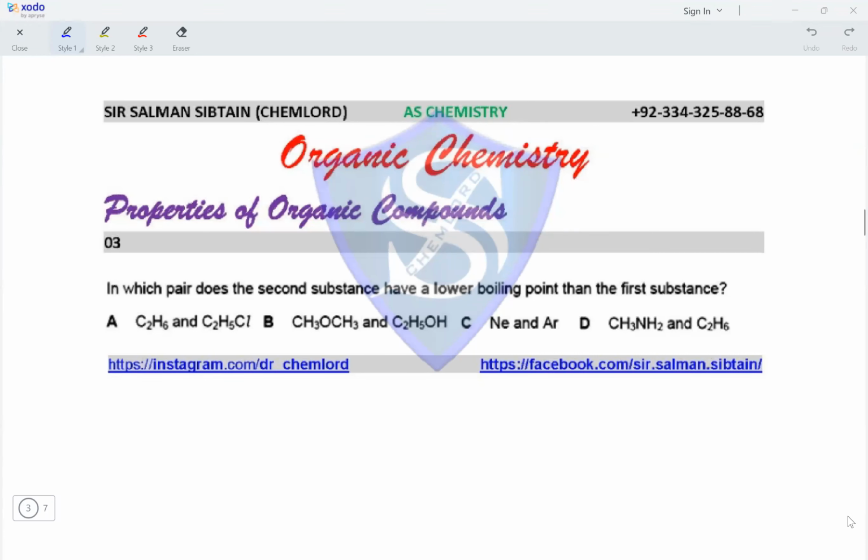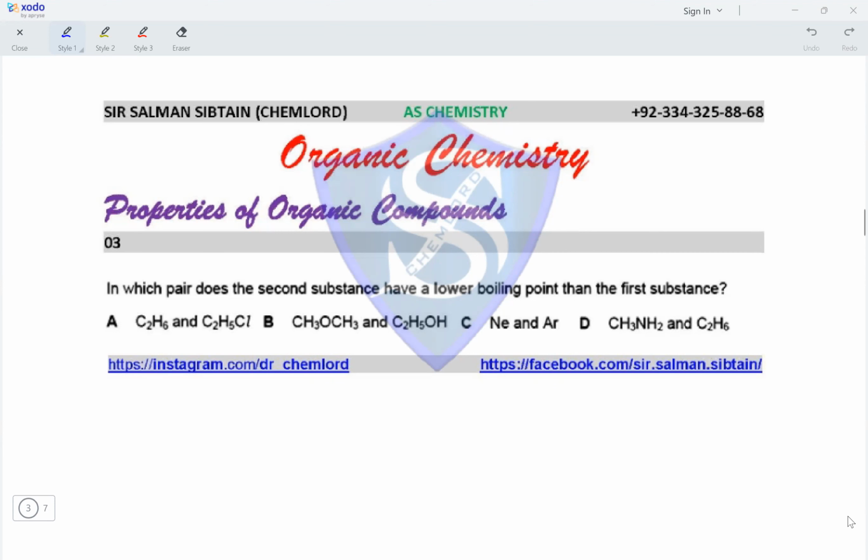Question 3. In which pair does the second substance have a lower boiling point than the first substance? So in A, we've got C2H6 and C2H5Cl. Now, since a hydrogen atom is being replaced by a chlorine atom, the Mr increases. Because the Mr increases, the boiling point of the second substance is higher than the first one.